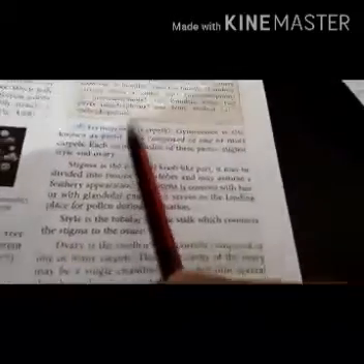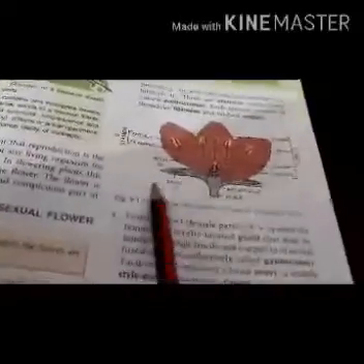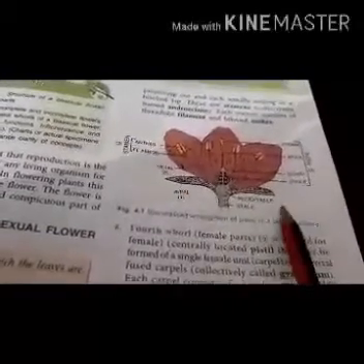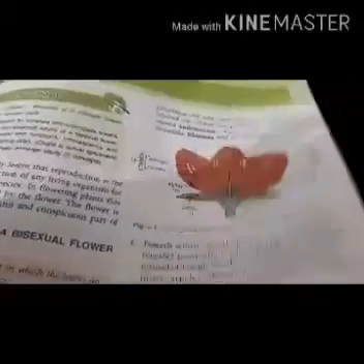Clear everyone? Now today's homework is to draw the diagram of the flower which is given on page number 33 at the start of the chapter. You are going to draw this diagram in your notebook. So this is the homework. Draw it neatly, properly labeled and complete it.